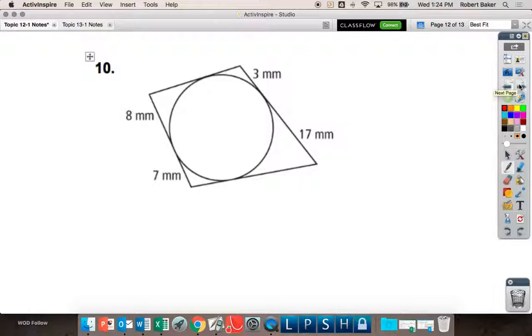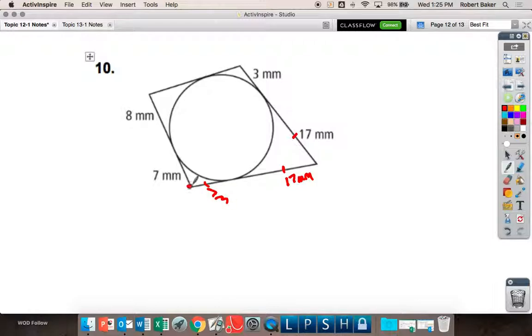What property of tangent lines am I assessing on you now? The question is, what is the perimeter of the polygon that is circumscribing the circle? Okay, so how long is this piece? 17 millimeters. Okay. How long is this one? 7 millimeters. Still 7. They are equivalent.